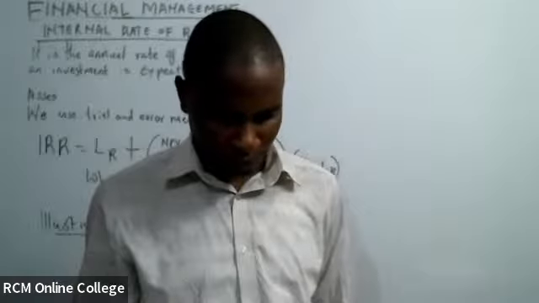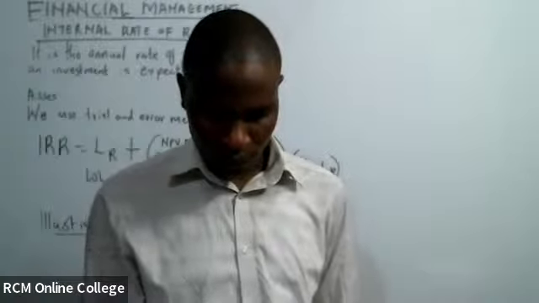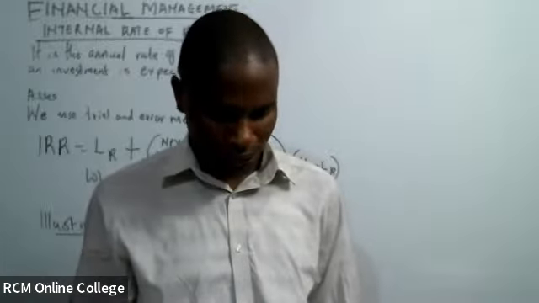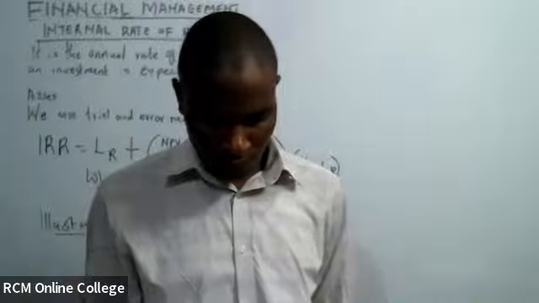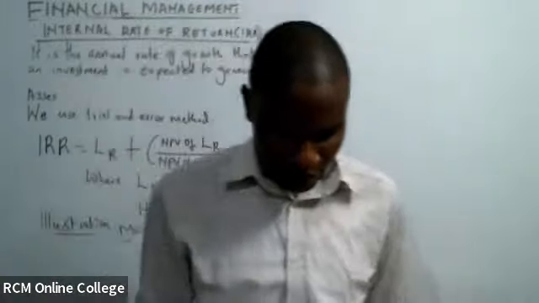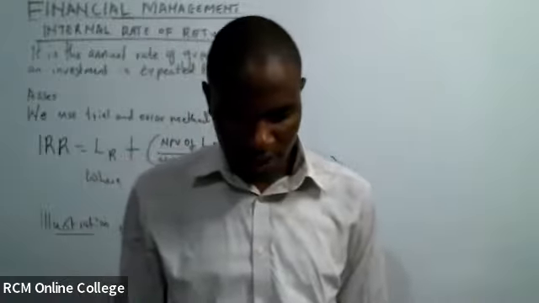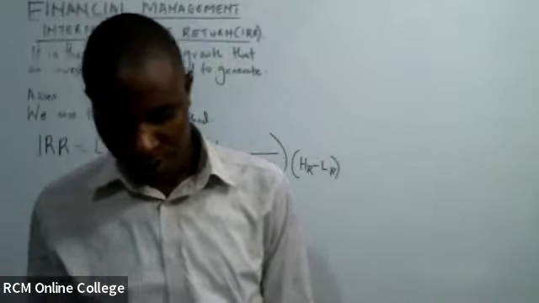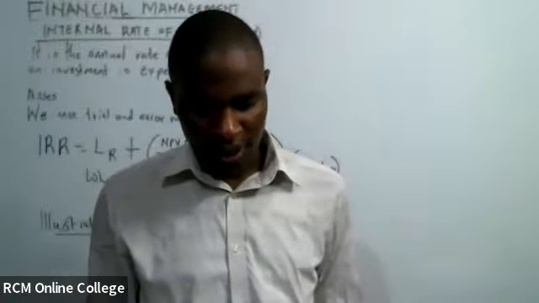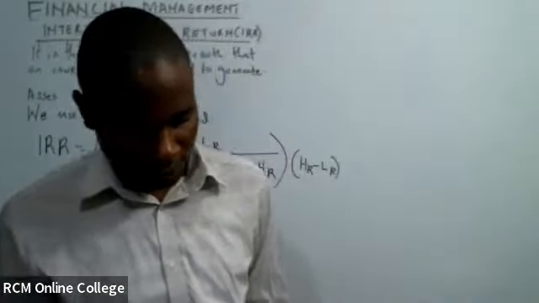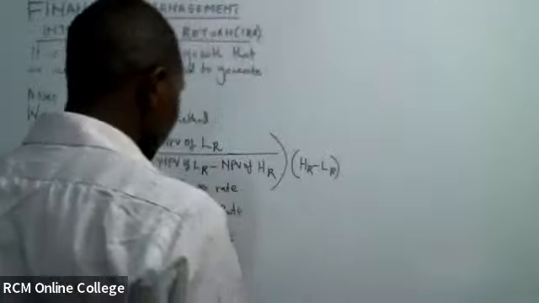So the question wants us to use the IRR to solve. We are told that Nyakati Limited intends to invest in a 4-year mini project whose initial outlay is 32 million. The project is expected to generate the following cash flow at the end of each year. So you have the cash flow 12, 15, 9, and 6, and the cost of capital is 12%. Ignore taxation.